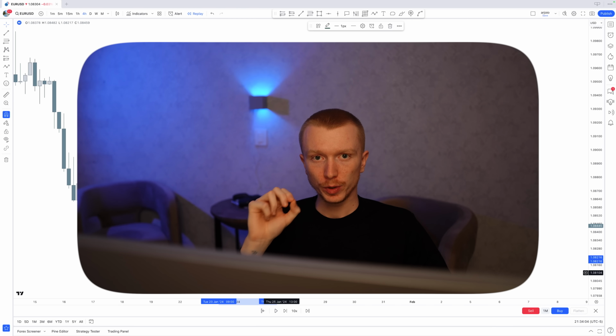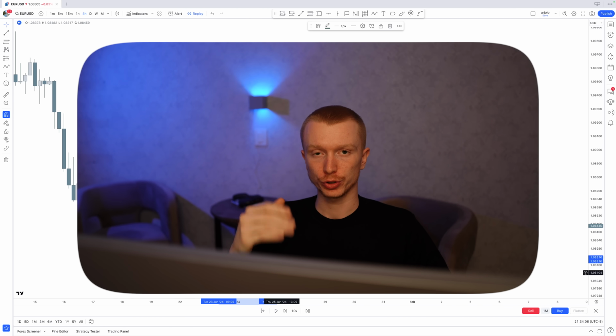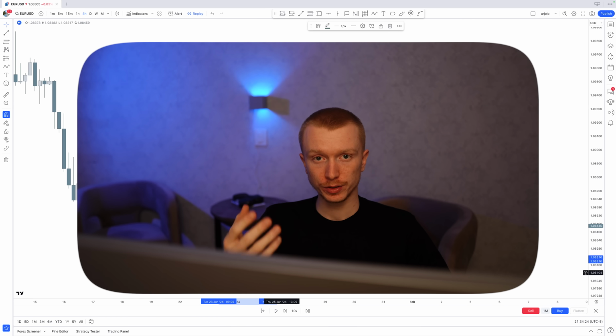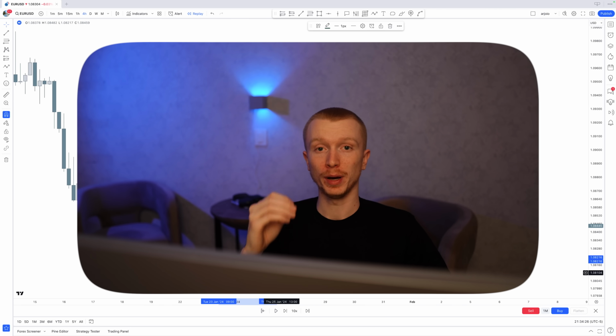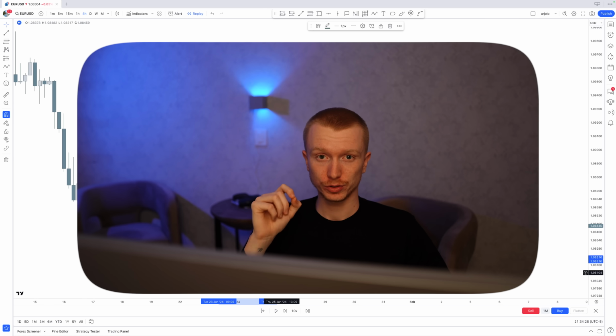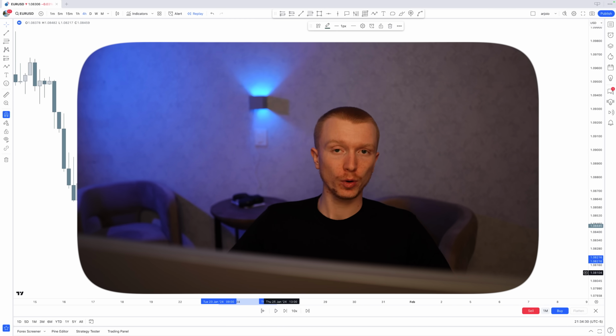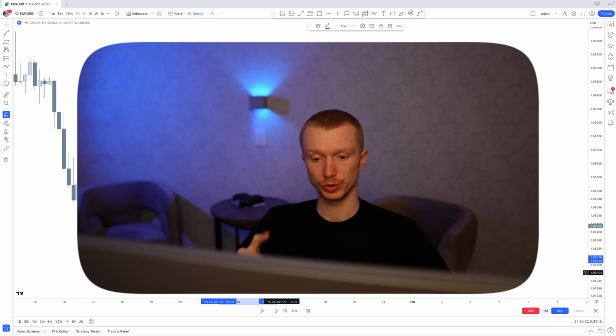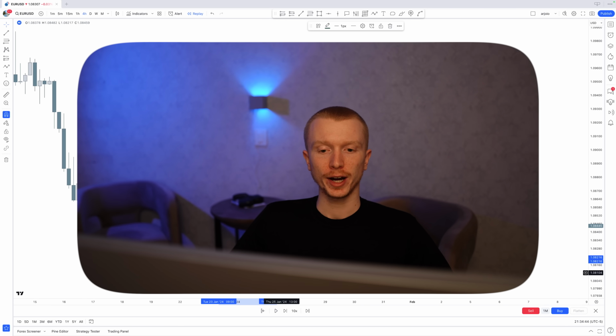And this is where we need to understand a sweep versus a run on liquidity. And when we understand that, I can guarantee you that you will be better than a lot of traders out there, because you will know exactly where price wants to go. So let's start off with defining a sweep.